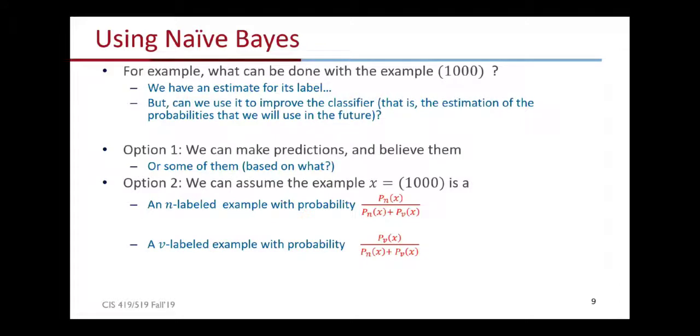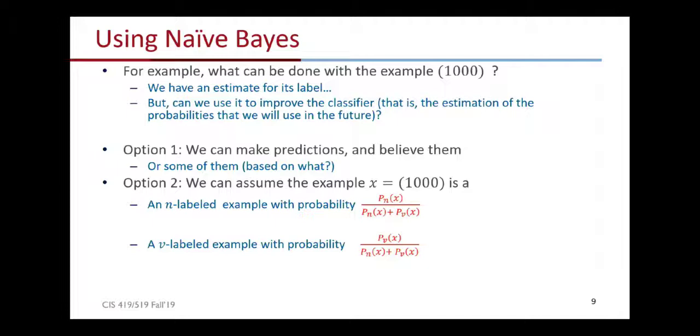So really, I don't necessarily have to have a label for the example. I can have a fractional label. So when I'm looking at an example, it is associated with P of n and with P of v. I can say this example is an n-labeled example with probability P of n divided by P of n plus P of v, and it's a v example with P of v divided by P of n plus P of v.